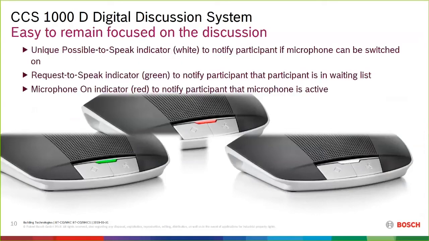So if you're familiar with any of our conferencing products, you'll see this across the board, and it's kind of an industry standard thing that white means it's possible to speak. You know, my microphone is on, I'm working, it is possible for me to speak. Green would mean that you are in the queue or you are next to speak. And red obviously means that the microphone is live. And that's across all Bosch conferencing products.